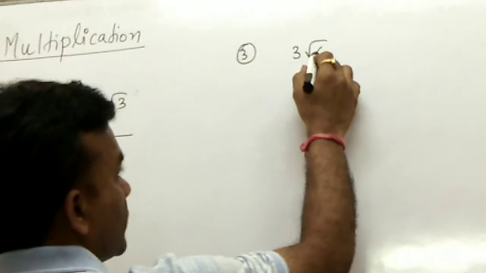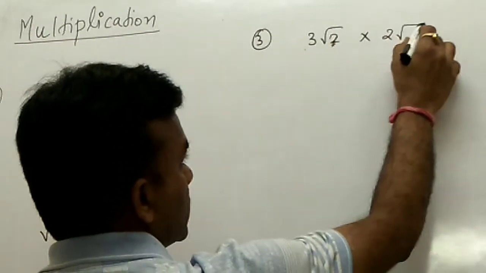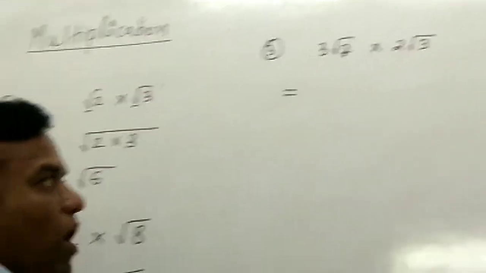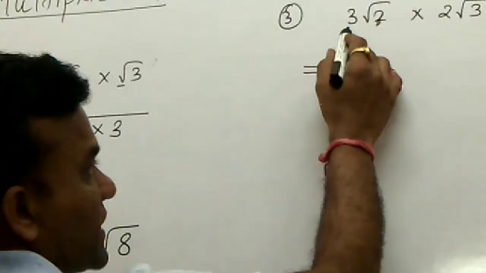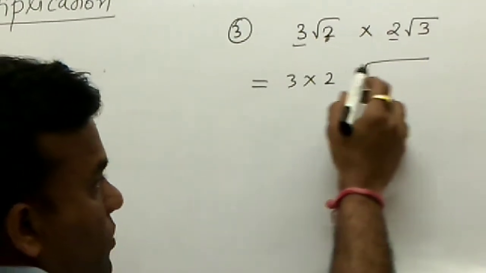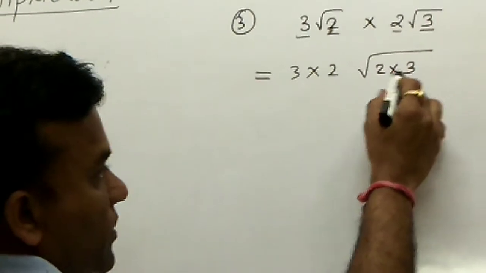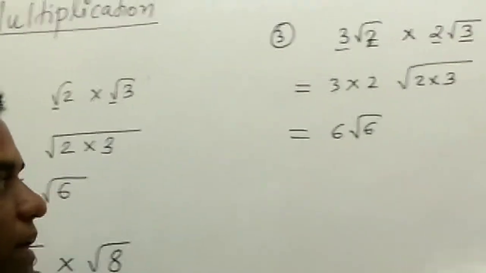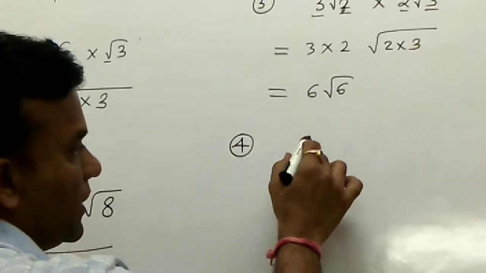Now we go to another example: 3 root 2 multiplied by 2 root 3. The outside numbers you multiply outside and the inside numbers you multiply inside. Outside is 3 and 2, so you write 3 into 2 outside, and then the root. Inside the root is 2 and here you have 3, so 2 into 3. So your answer is 6 root 6.